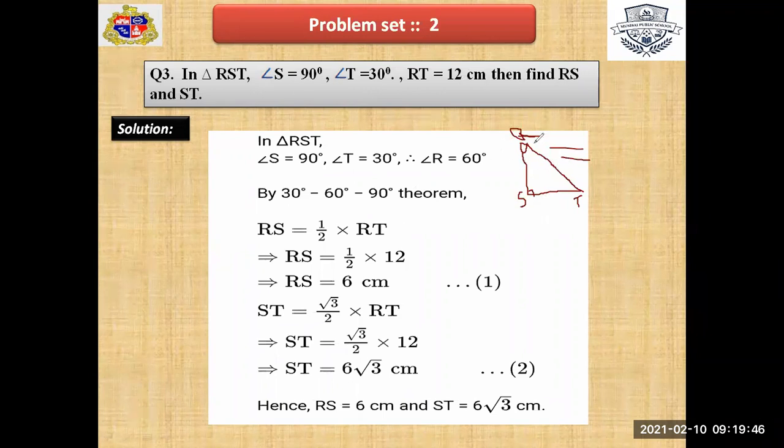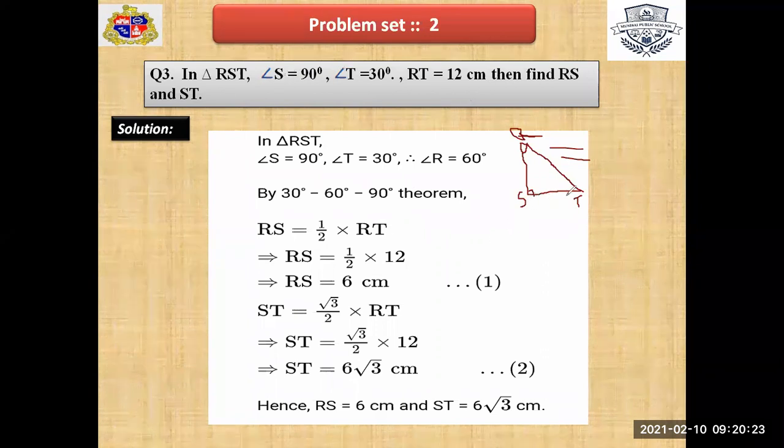So students, see, RS is the side opposite to the 30 degree angle, since T is 30. According to the property, the side opposite to 30 degrees is always equal to half of the hypotenuse. So we write RS is equal to half of the hypotenuse. The hypotenuse is RT, so RS is equal to half of RT, which is 12. Half of 12 is equal to 6 centimeters. Simple. Then we find ST.